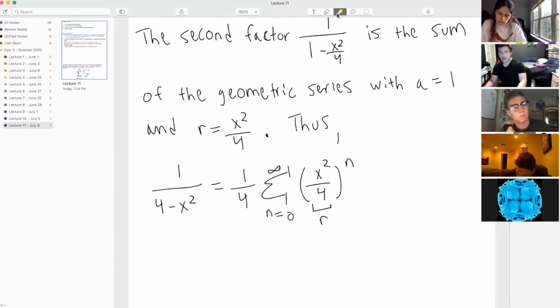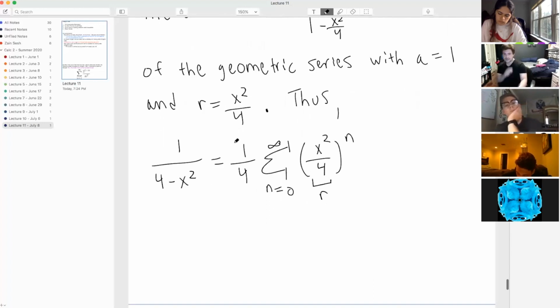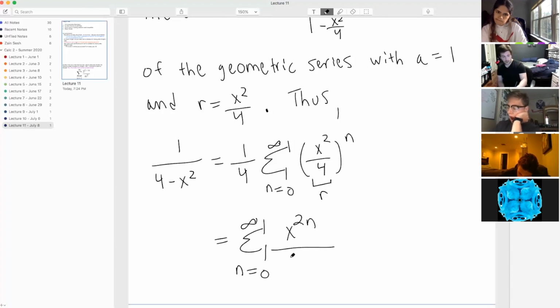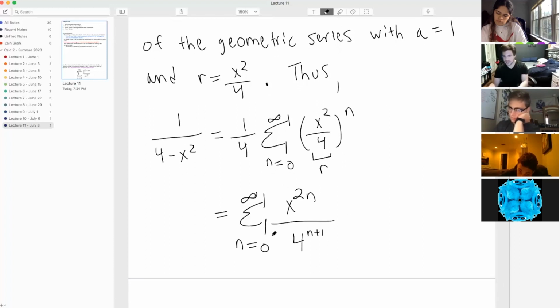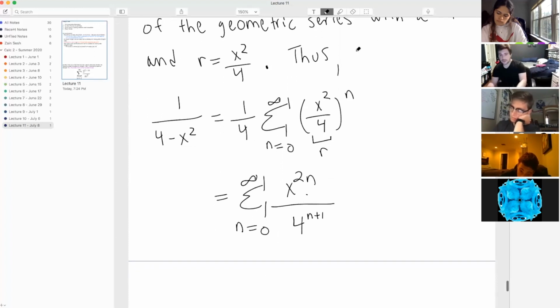Okay. So now you can just clean this up a little bit. You can bring the 1/4 into the sum. So this will just be the sum from n equals 0 to infinity, x to the 2n over 4 to the n plus 1 power. So just let me know if you're not okay with this algebra step I did. I brought the 1/4 in, and then I used properties of exponents. Good. So we're not done yet.